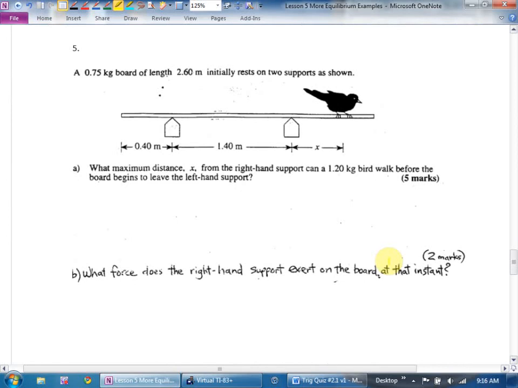A 0.75 kilogram board of length 2.6 meters initially rests on two supports as shown. So it's just sitting there. It's not nailed down. What maximum distance x from the right-hand support can a 1.2 kilogram bird walk before the board begins to leave the left-hand support? In other words, how far to the right can that bird walk before the whole thing flips over? Oh. Little twist, because here we're being asked to find the distance.